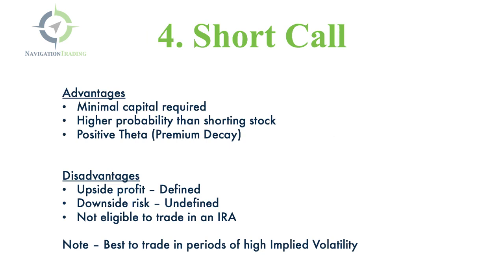Strategy 4, you can sell a call or short a call. The advantages are that it takes minimal capital compared to just shorting the stock. It gives you a much higher probability of success than shorting the stock, and you have that positive theta decay, that premium decay working in your favor. The disadvantage is that the upside profit is defined, so you're capping your upside, and the downside risk is undefined. So if that stock keeps moving up, up, up, and up, that's going to be hurting that position. And selling calls is not eligible to trade in an IRA.